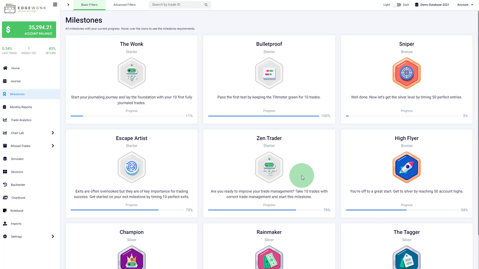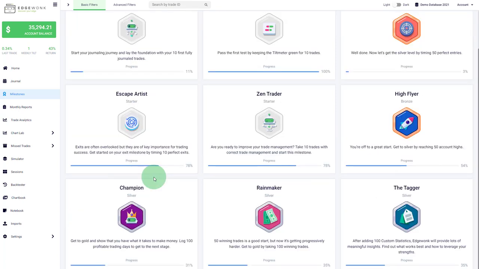So for every trade where you respect your trade management rules, you don't fiddle with it, you don't micromanage it, and you don't make a mistake when you're in a trade, you will earn a point for the Zen Trader milestone. The High Flyer focuses on account growth, so every time your account reaches a new all-time high, you will earn a High Flyer point.